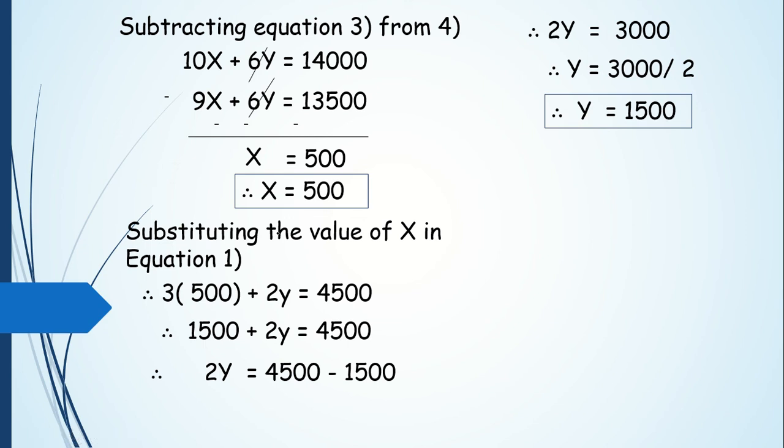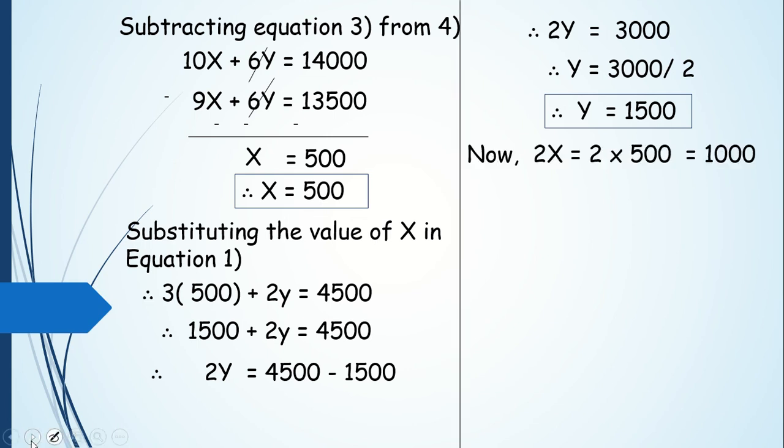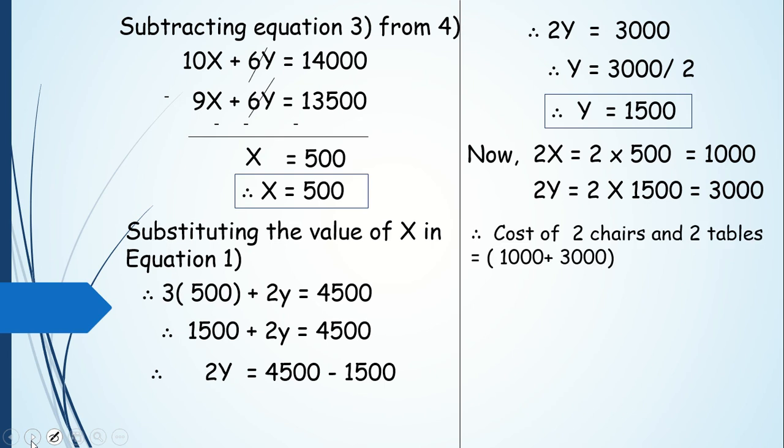x is the price of a chair, y is the price of a table. So 1 chair costs 500 rupees and 1 table costs 1500. So 2 chairs will cost 1000 rupees. Okay, 2 chairs we want to find out, no? So 2x, and 2 tables will be 2 into that, that is 3000. So the cost of 2 chairs and 2 tables is going to be 1000 plus 3000. So that's going to be 4000 rupees.